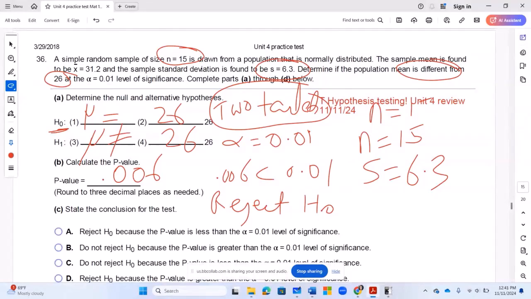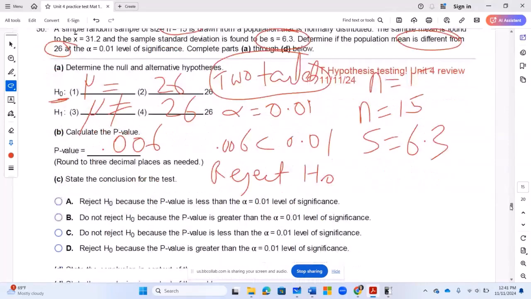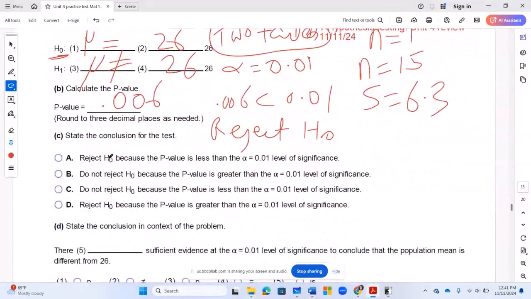Therefore, it says determine if the population mean is different. So the population mean is different from what is given to us now, 26. So the conclusion: reject the null hypothesis because the p-value is less than alpha. So that is the conclusion.